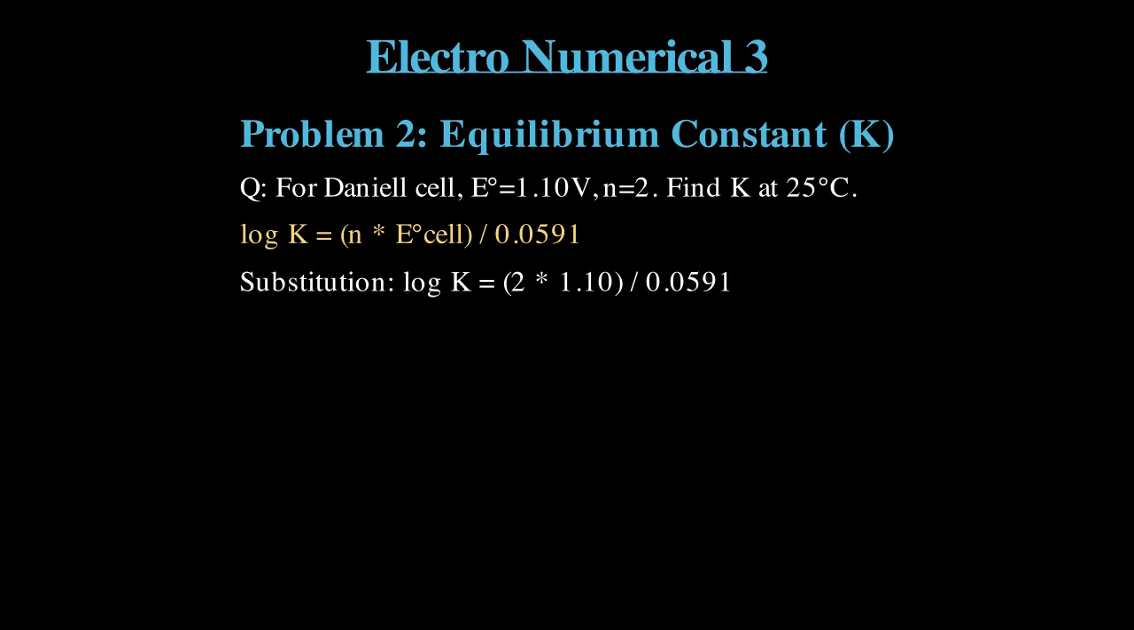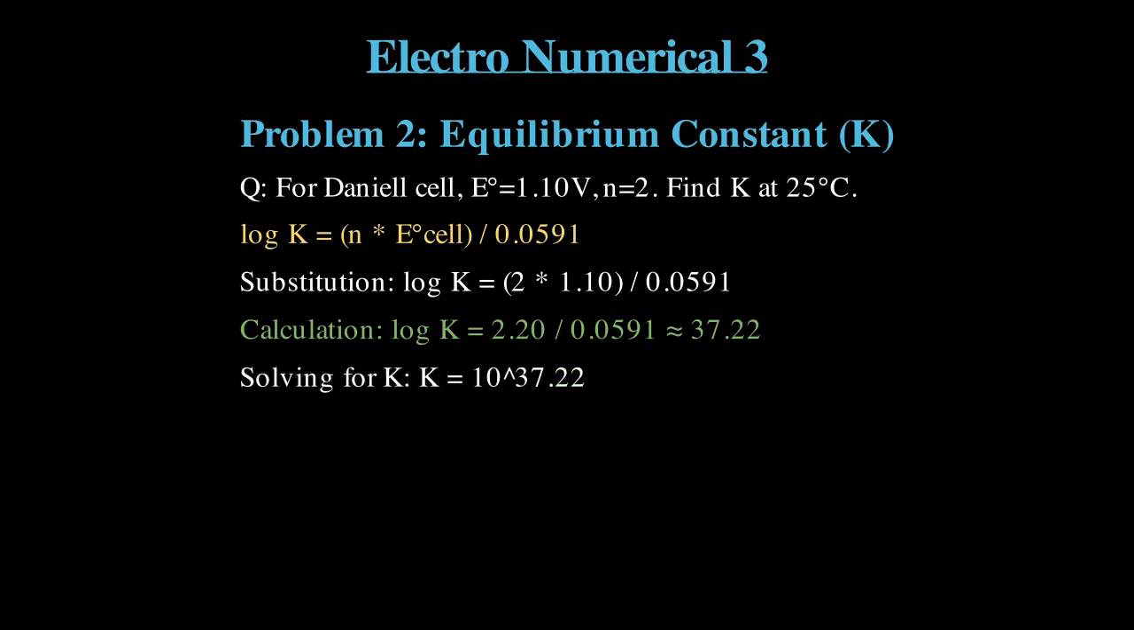Let's plug in our numbers. Log K equals 2 times 1.10 divided by 0.0591. The numerator becomes 2.20, which, divided by 0.0591, gives us 37.22. So, log K equals 37.22. To find K itself, we take the antilog, which means K equals 10 to the power of 37.22. This is an astronomically large number.